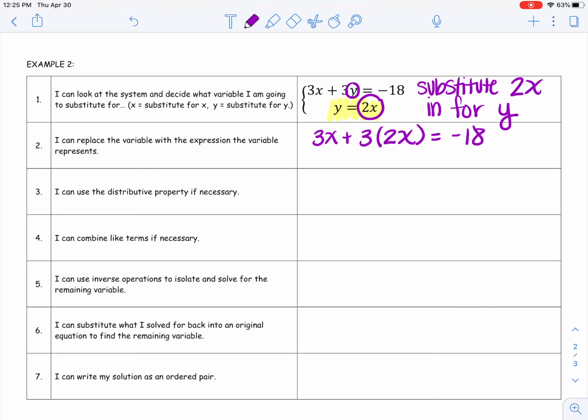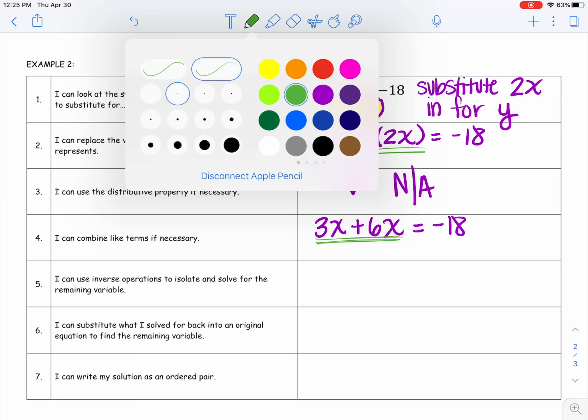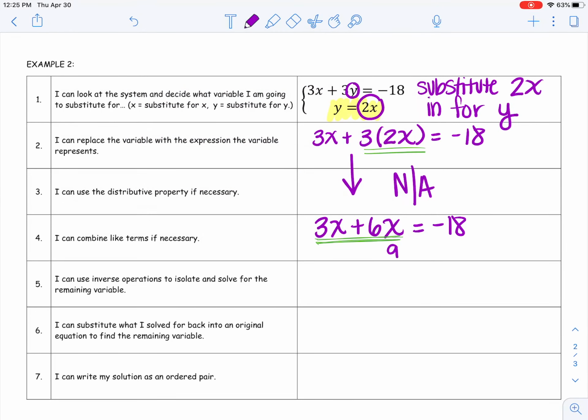Again, I don't have to do the distributive property. There's no distributive property there, so I'm going to skip that step. I am, however, going to look at combining like terms. So I have 3x, and then I have 3 times 2x, which is actually 6x, equals -18. Now, since these are both like terms, I can combine those, and that would give me 9x all together equals -18.